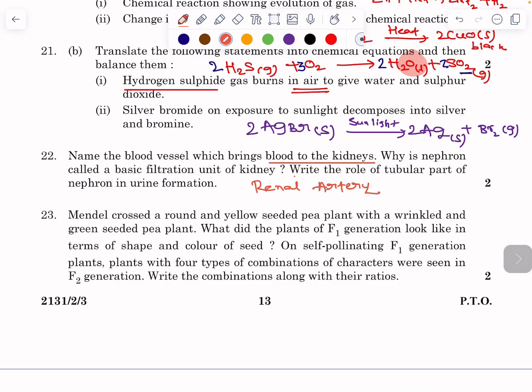Write the role of the tubular part of the nephron in urine formation. So write the role of the tubular part of the nephron in urine formation. So the answer is selective reabsorption.